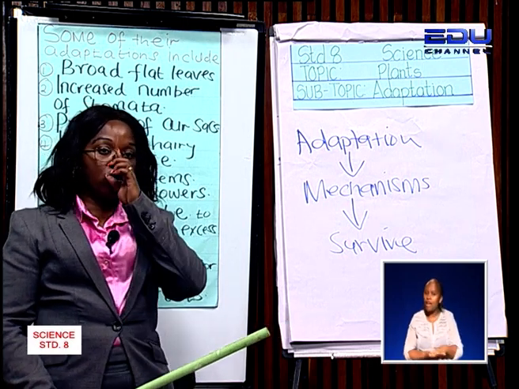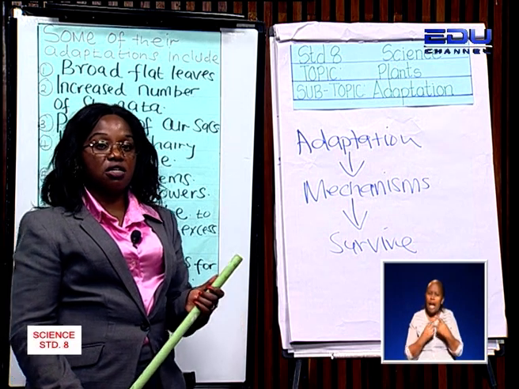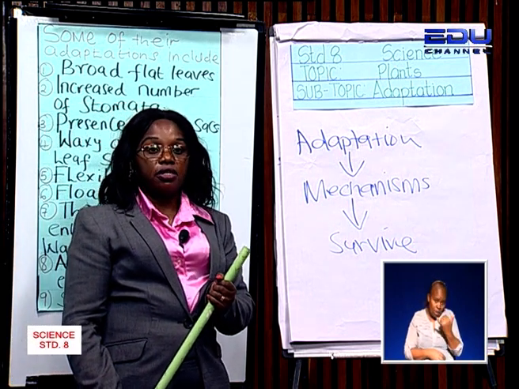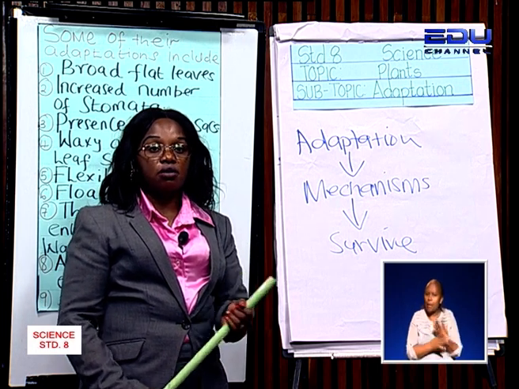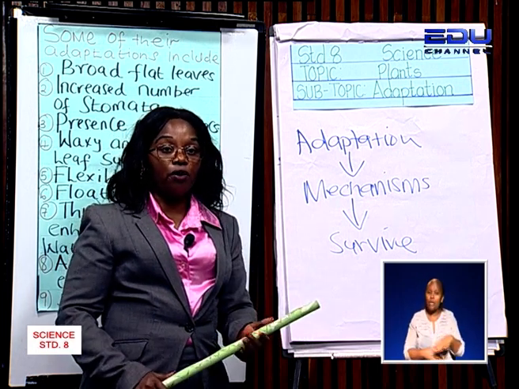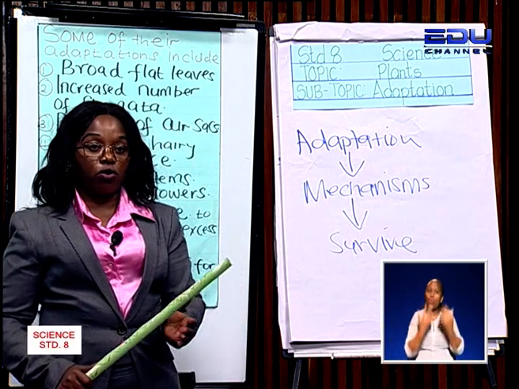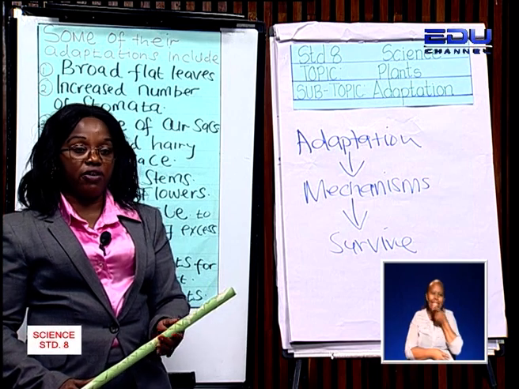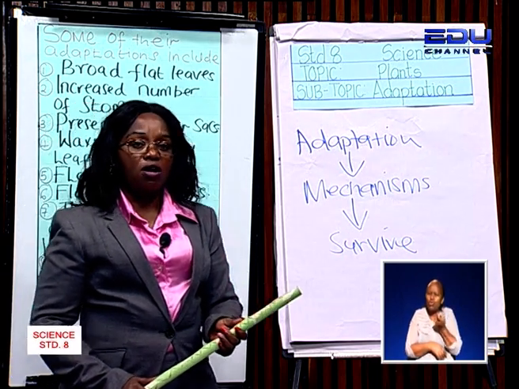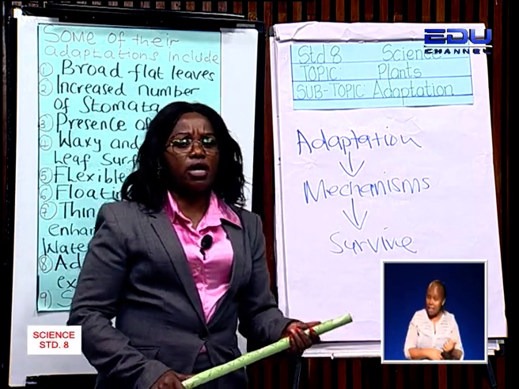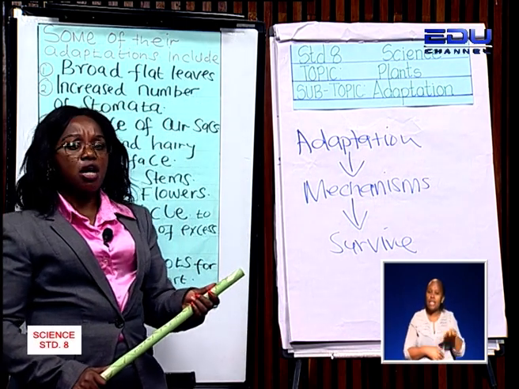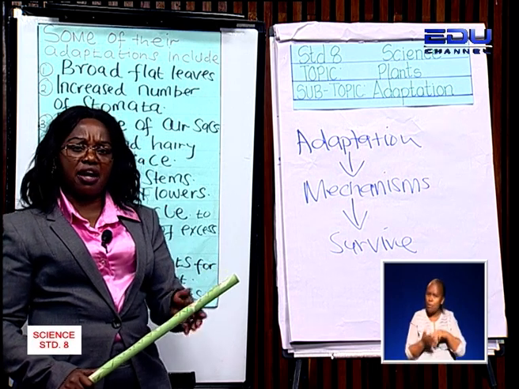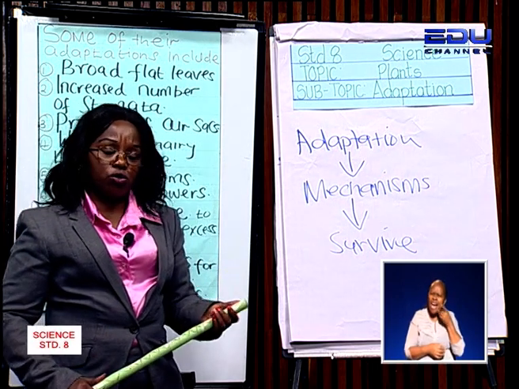Why are we talking about it being better suited in different environments? The reason being, some plants grow in places with a lot of rainfall. Some plants grow in places that are very dry or receive very little rainfall. Others are growing in places that we can refer to as normal environments, meaning that they are neither too dry nor too wet.